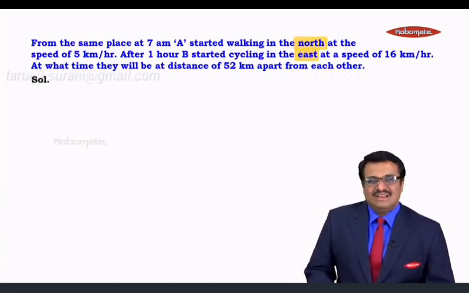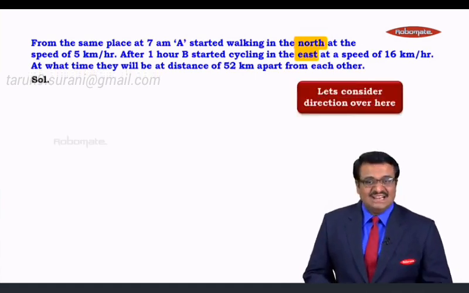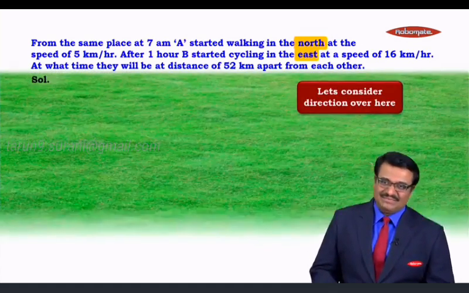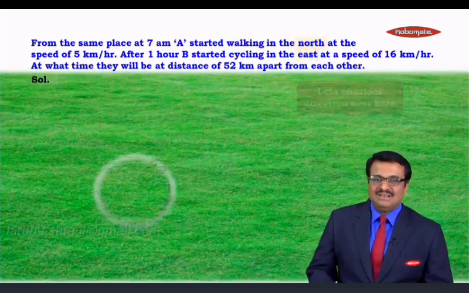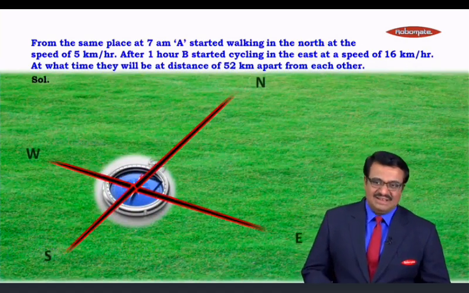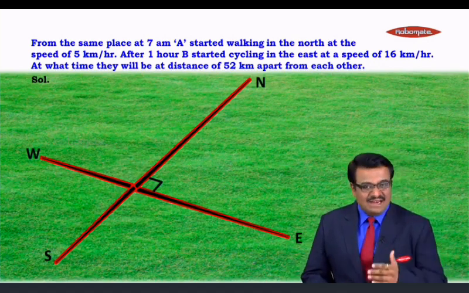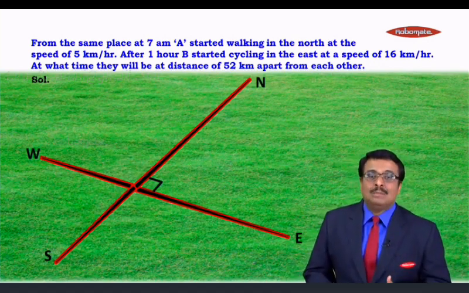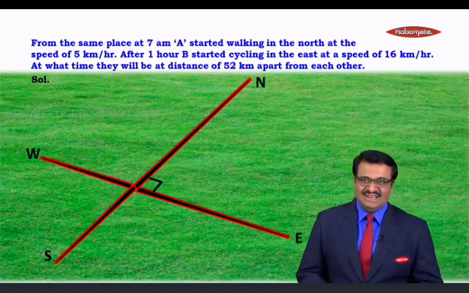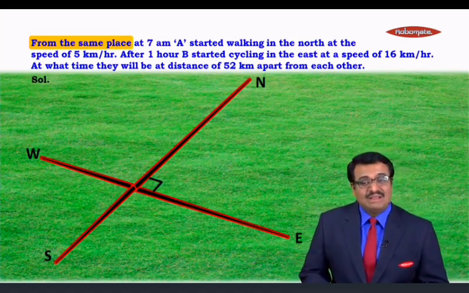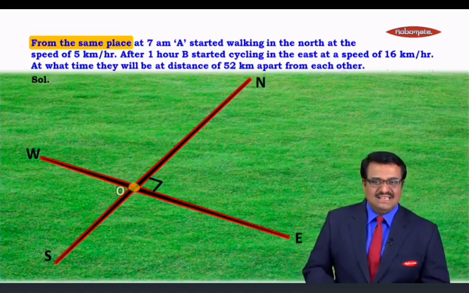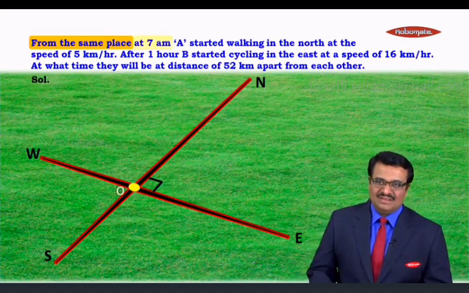Now, north and east, let us understand directions over here, right? Suppose upwards is north, towards the right is east. And we understand that north and east are two perpendicular directions, isn't it? Right? Now, from the same place, suppose the place is O, right?